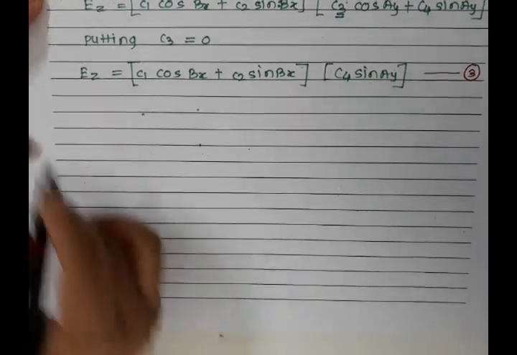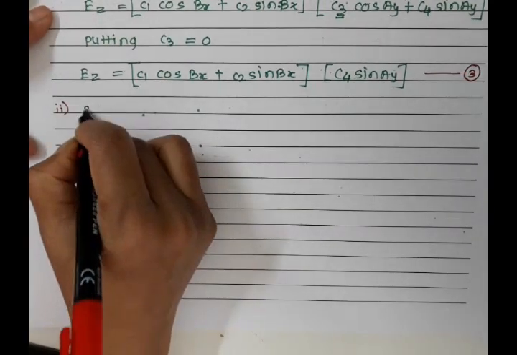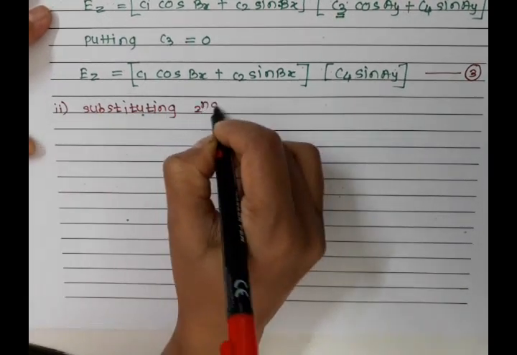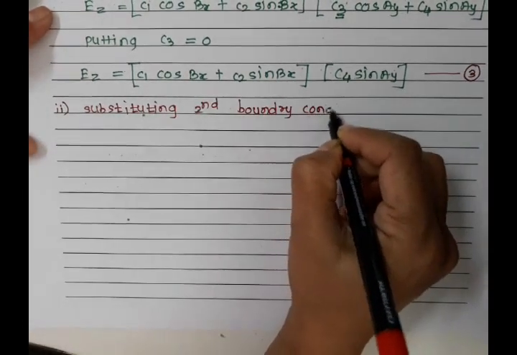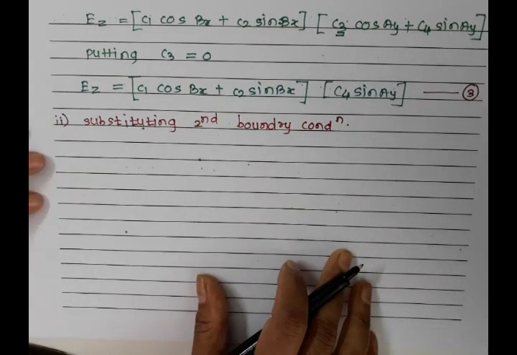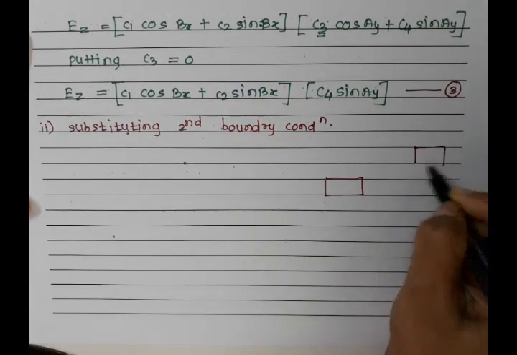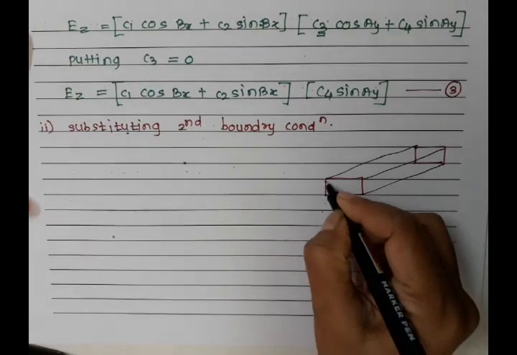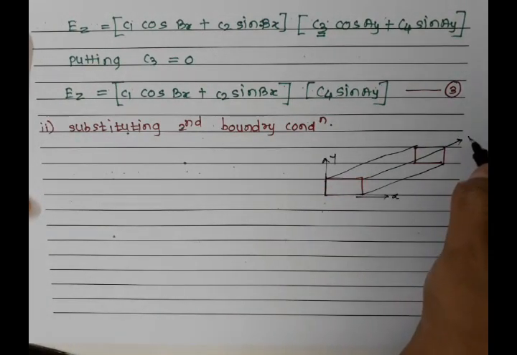Okay, now first we applied the first boundary condition, the second is substituting the second boundary condition. So let us substitute the second boundary condition. As we have already seen, your second boundary condition is nothing but the left side of the wall. So the left side of the wall, as I'm drawing somewhere here, the rectangular waveguide. So if this is the rectangular waveguide, and if I'm talking about the second boundary condition, my second boundary condition is this wall. So here this is y, this is x, and this is the direction of the propagation, that is the z direction.